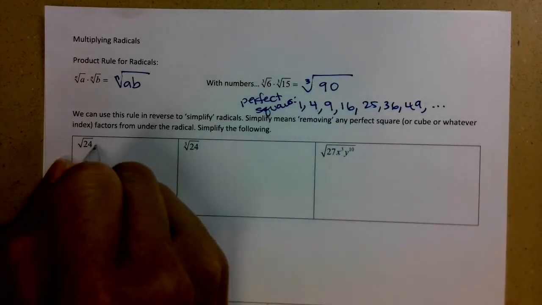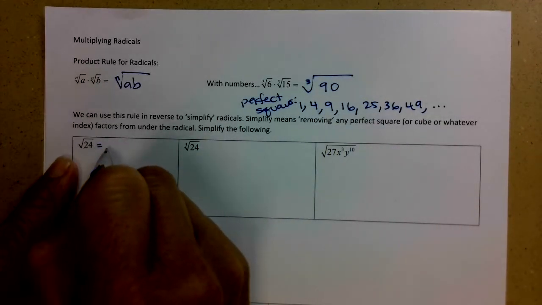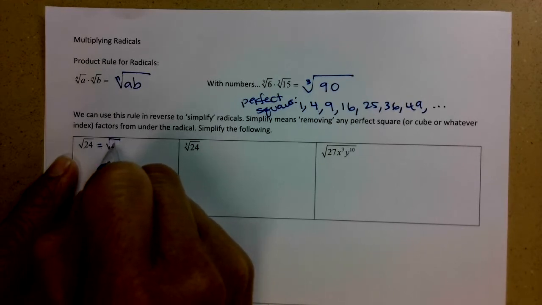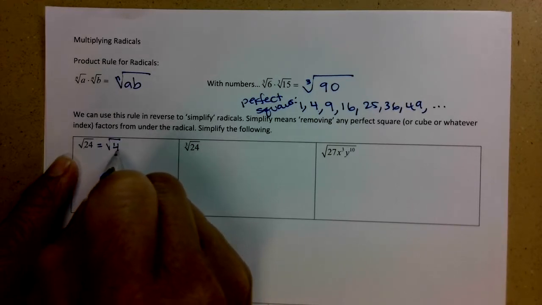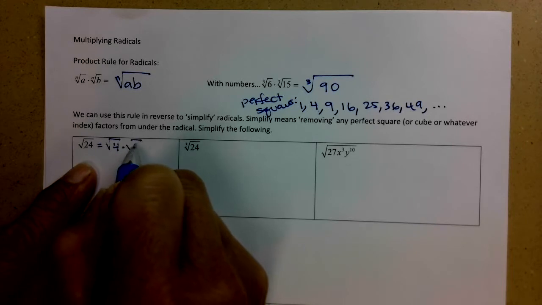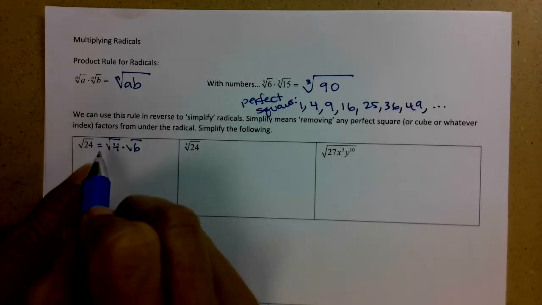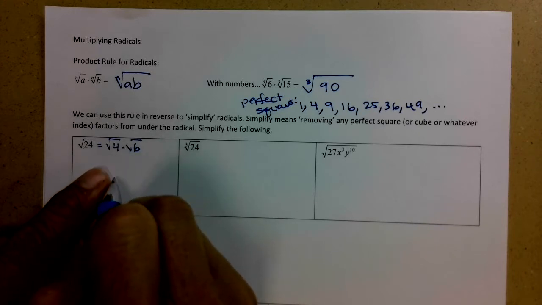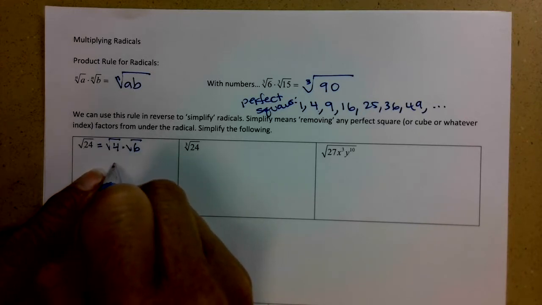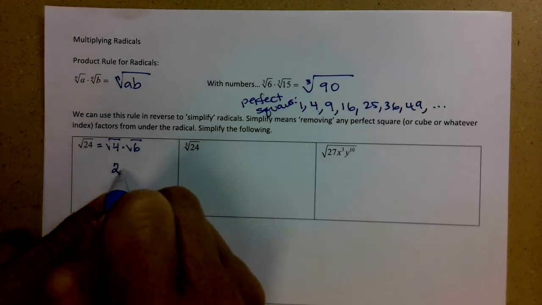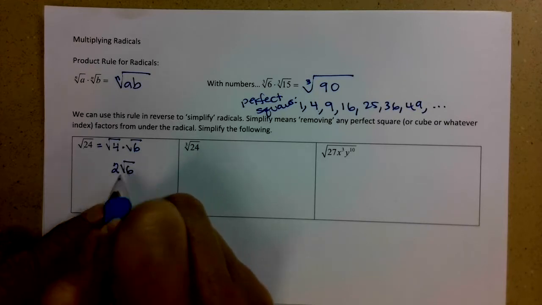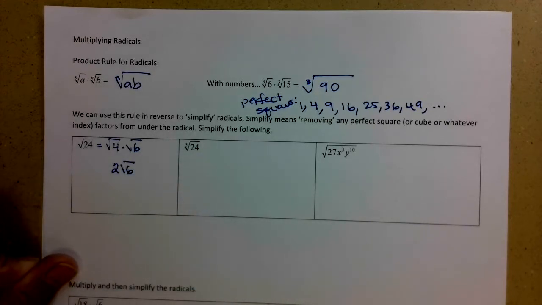So you choose 4. Okay, so here's what we're going to do. We're going to take that 24 and write it as the square root of 4, the perfect square part, times the square root of 6. That's times the other part. So then the square root of 4, we can simplify that part. That's a 2. Square root of 6 multiplies along.